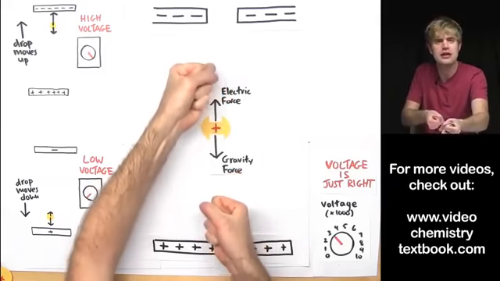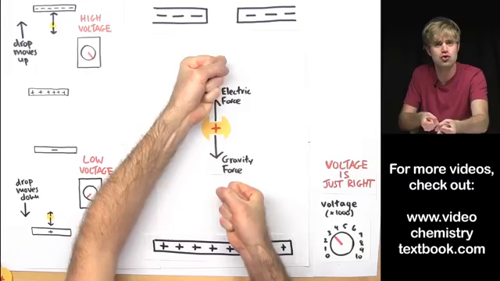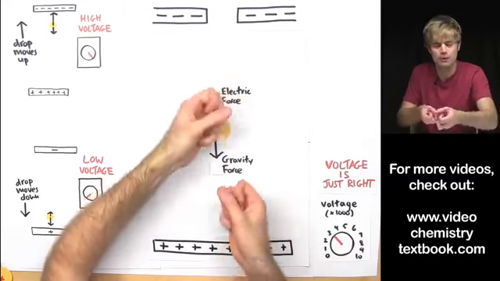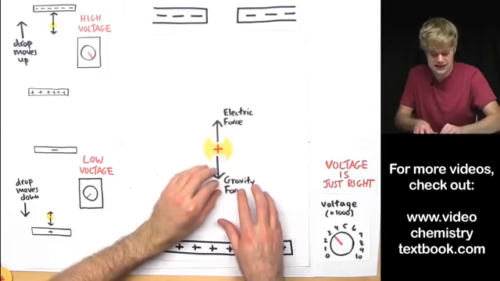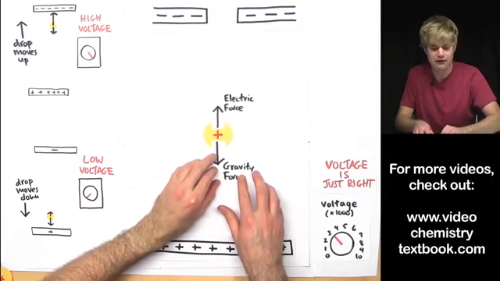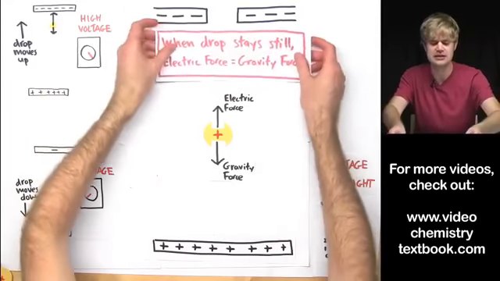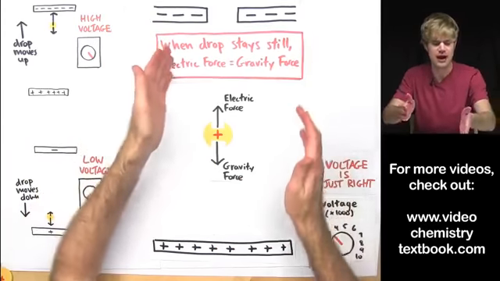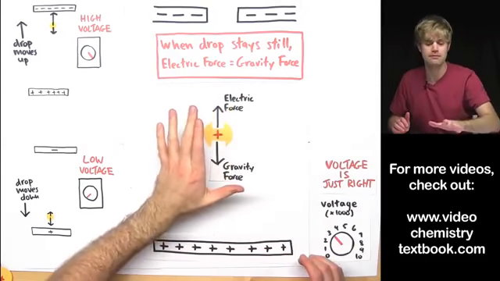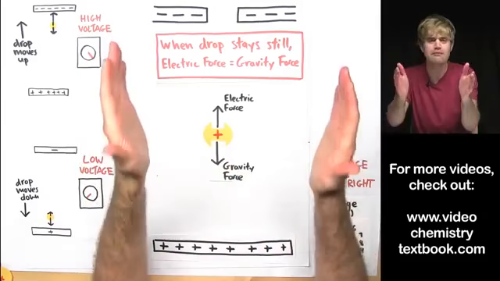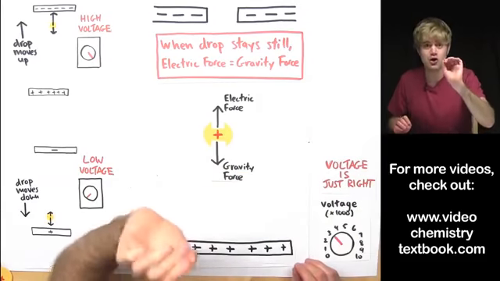It's like two teams trying to play tug of war, but both teams are equally strong, so they can't move the rope in either direction. So when the electric force exactly equals the gravity force, the oil drop is just going to stay still. When this happens, electric force equals the gravity force. This is a very important situation, and it's what the people doing the experiment try to do.